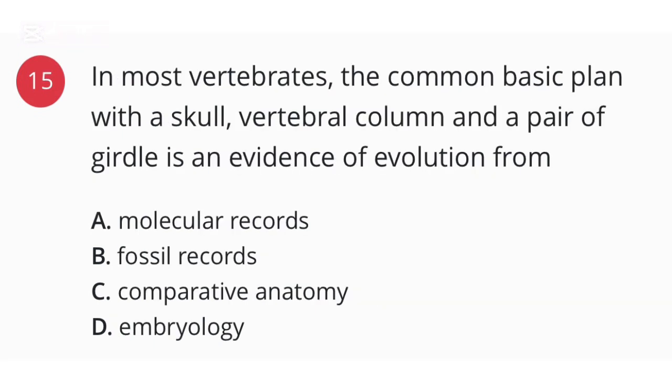Number 15 and the last question. In most vertebrates, the common basic plan with a skull, vertebral column, and a pair of girdle is an example of evolution from A. Molecular records, B. Fossil records, C. Comparative anatomy, and D. Embryology. Now, molecular records deals with like the things you cannot see, the molecules. Then fossils records, that's remains of the organism. Then comparative anatomy, just like comparing the structures of the organism. The embryology is all about the prenatal development of the organism. So the answer is comparative anatomy.